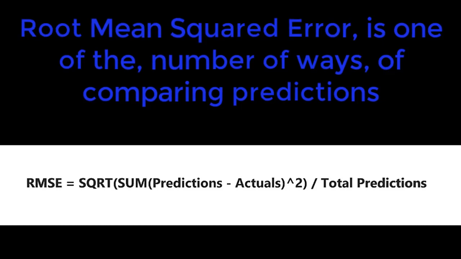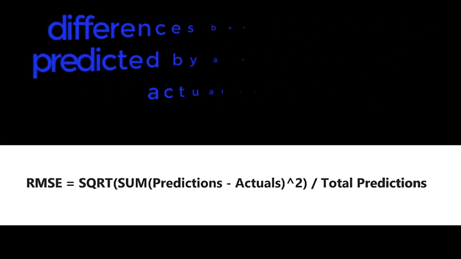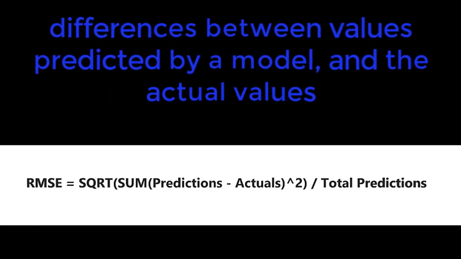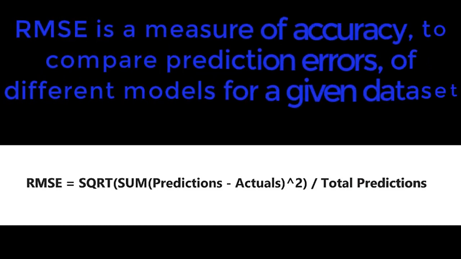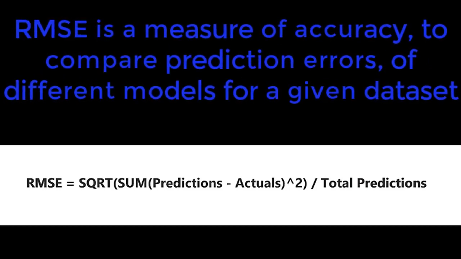Before proceeding to the technical implementation, let us discuss one more important concept called root mean squared error. The root mean squared error is one of a number of ways of comparing predictions with their corresponding actual outcomes. It is a frequently used measure of the differences between values predicted by a model and the actual values. The root mean squared error represents the square root of the mean of the squared differences between predicted values and actual values. It is a measure of accuracy to compare prediction errors of different models for a given data set.